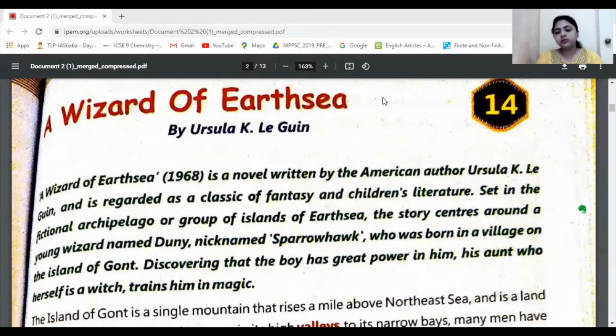Okay, so where was he born? He was born in a village on the island of Gont. So as it is already being said, the story is set in a group of islands. So this island of Gont is one such island. All right. Then his maternal aunt is a witch herself. So she finds out that this boy Duny has a great potential, a great capability to become a great wizard. Okay, so on discovering that, she decides that she would be training him in magic. She would make him learn all the magical tricks so that he turns out to be a great wizard one day.